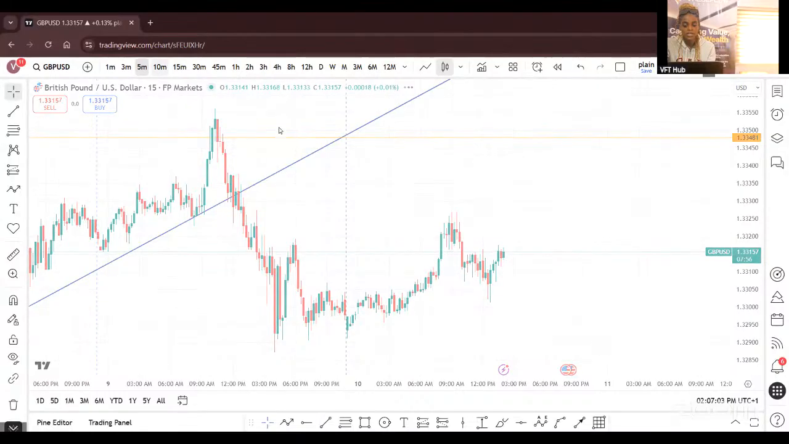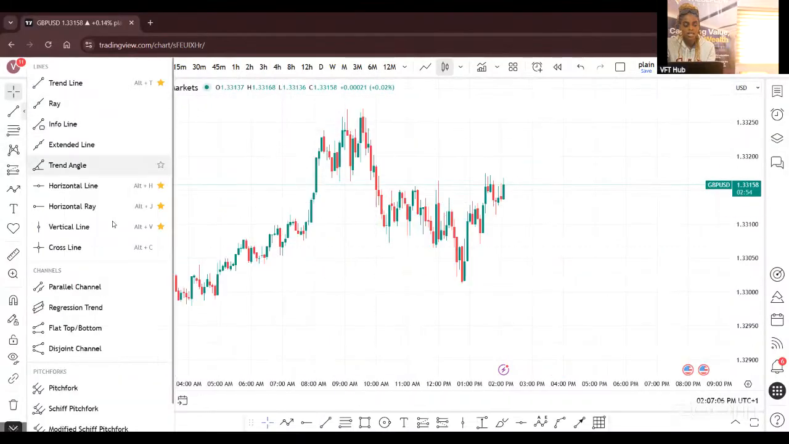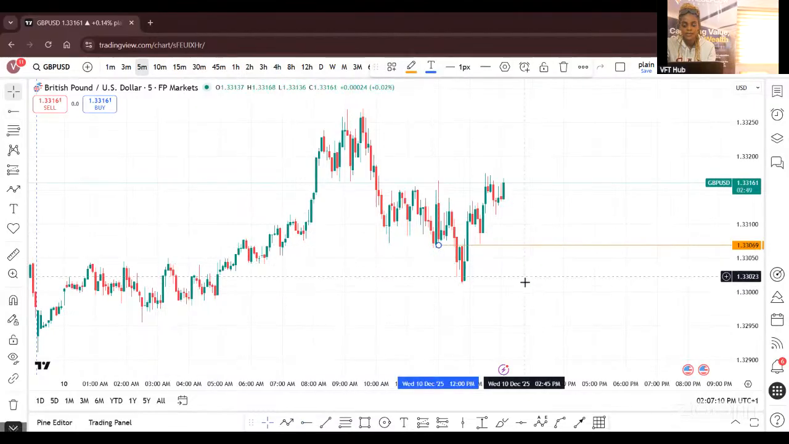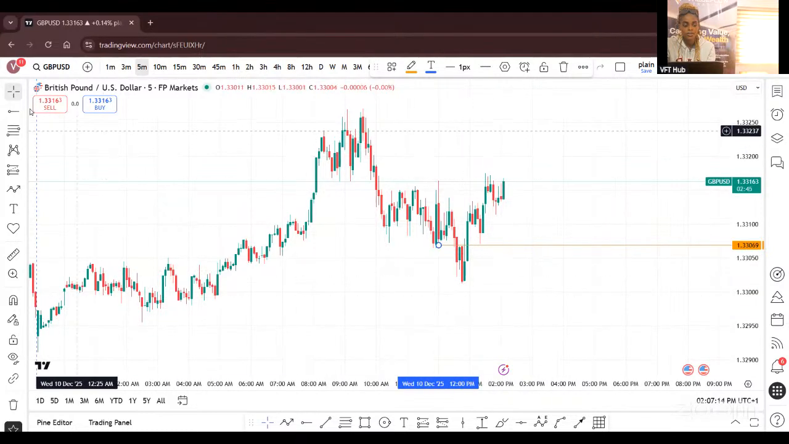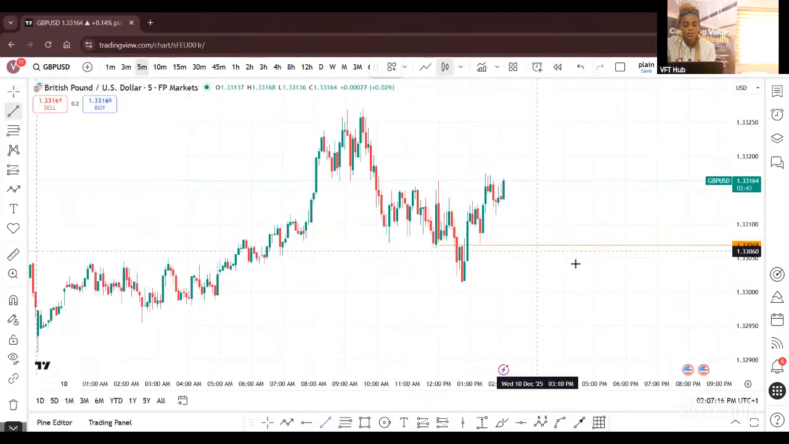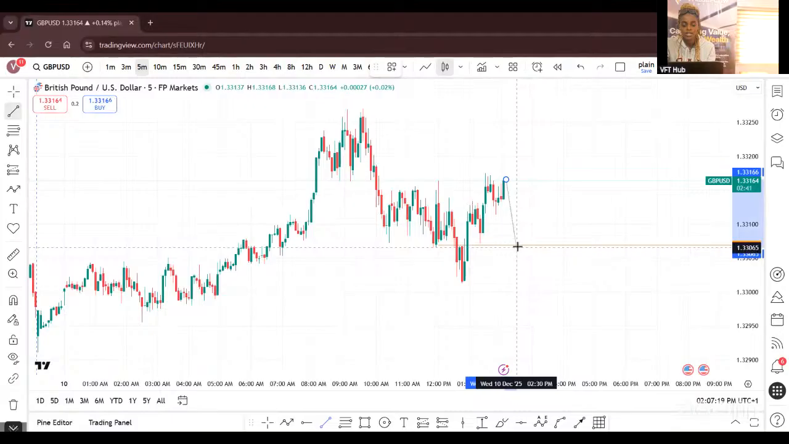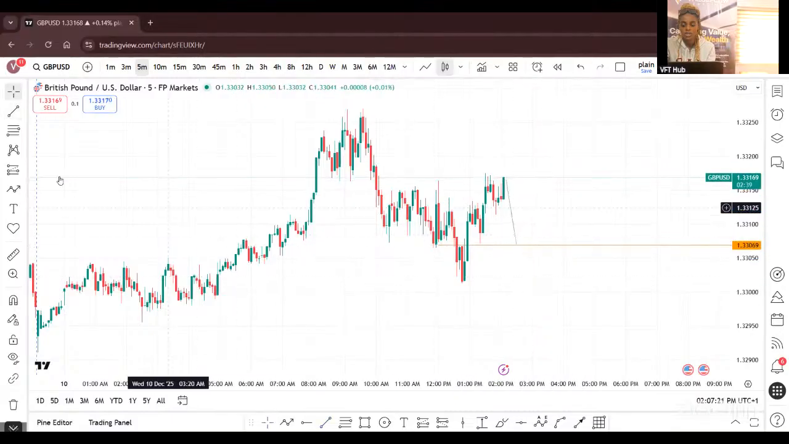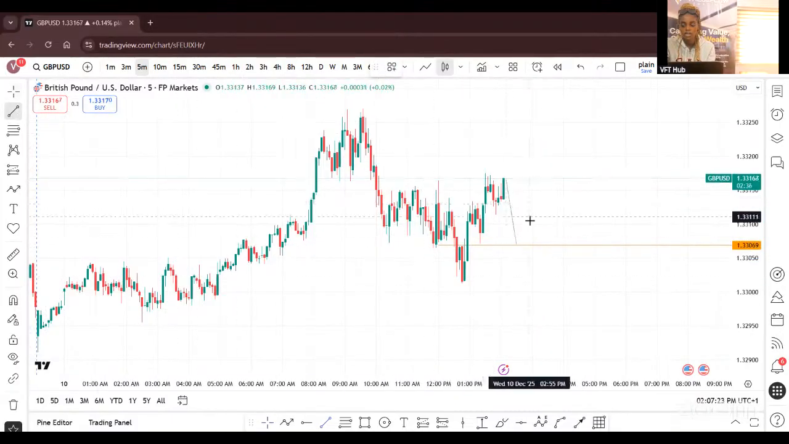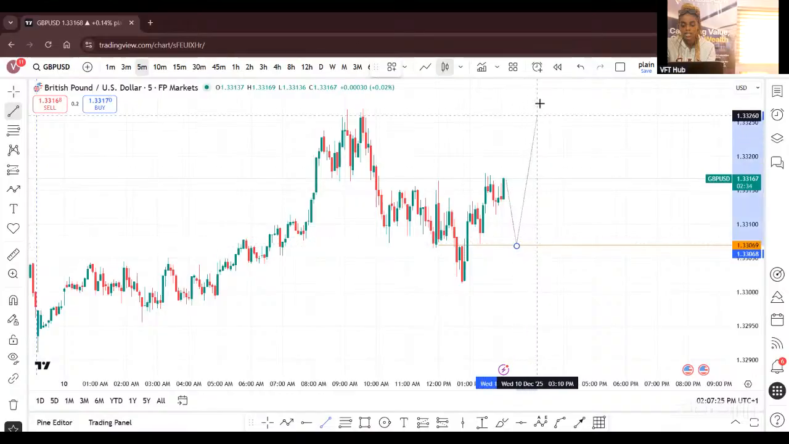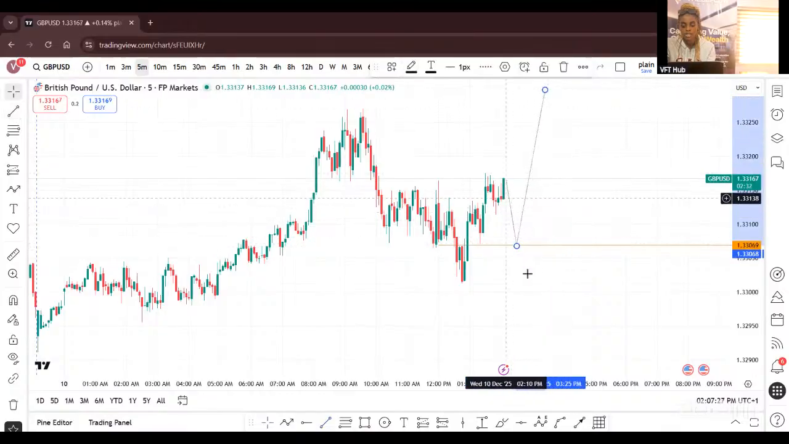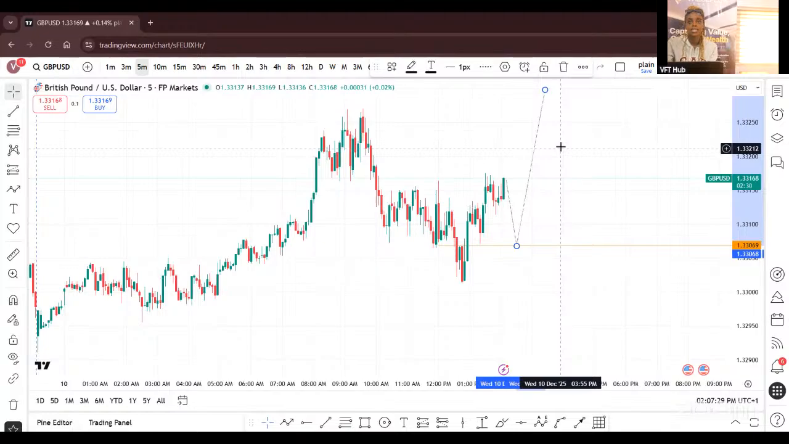And on the 5 minutes, there's one right here, shoulder at 1.33069, sweep to the downside, break to the upside. I want to buy once price retraces right back into the left shoulder at 1.33069, and once that retracement happens, I'm more than willing to buy GBP USD.